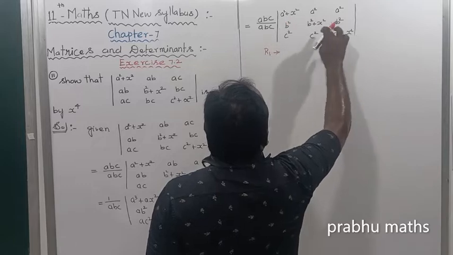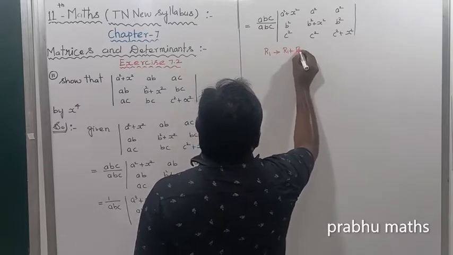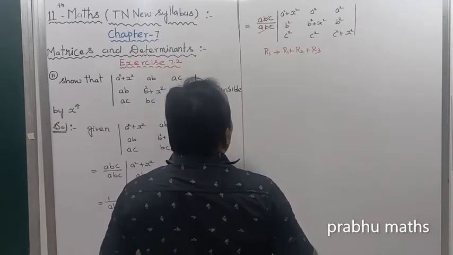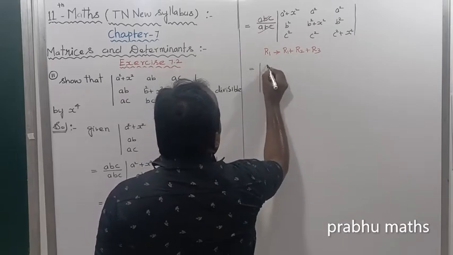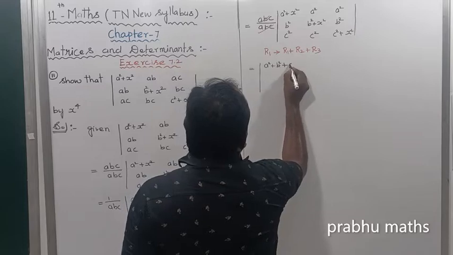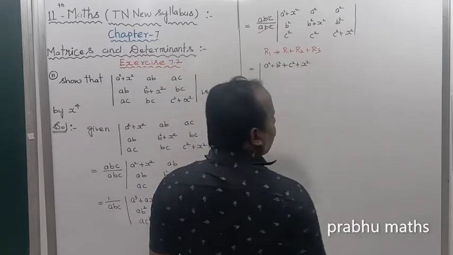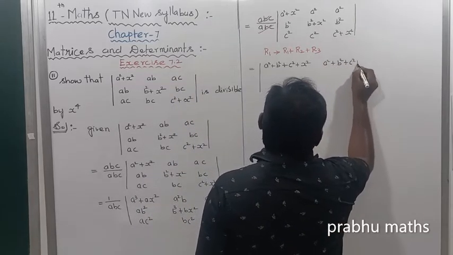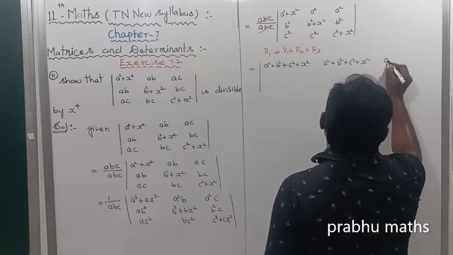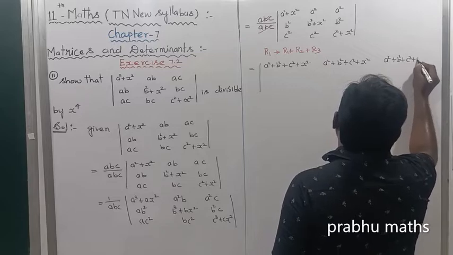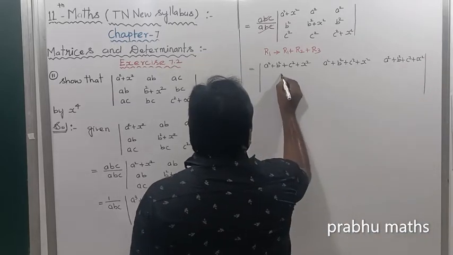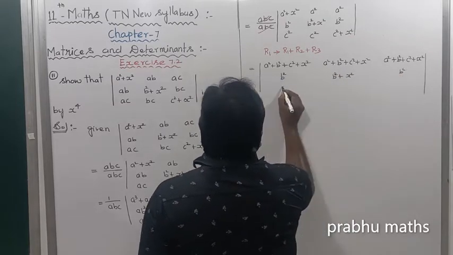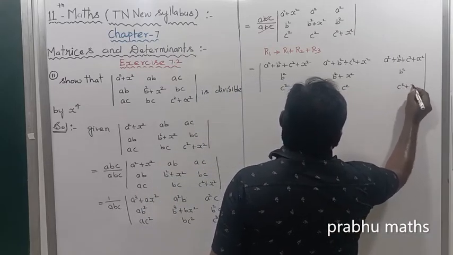The next step is R1 tends to R1+R2+R3. So this one is fully cancelled. That is equal to the determinant with first row a²+b²+c²+x², a²+b²+c²+x², a²+b²+c²+x². The other rows remain b², b²+x², b² and c², c², c²+x².